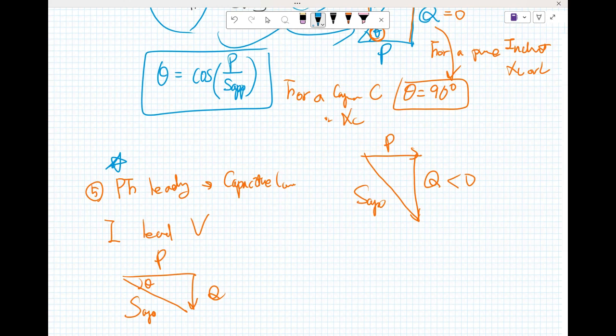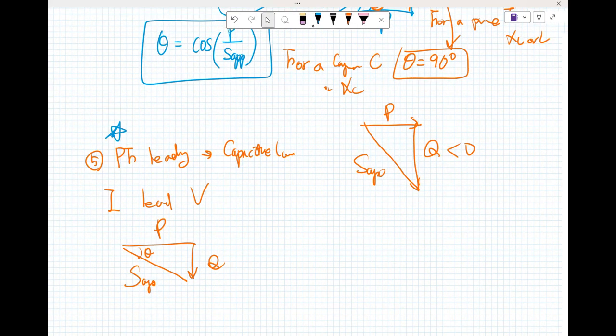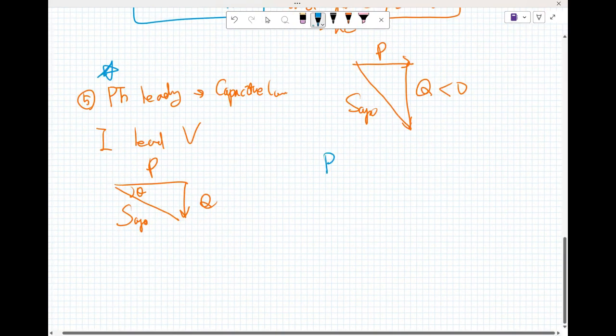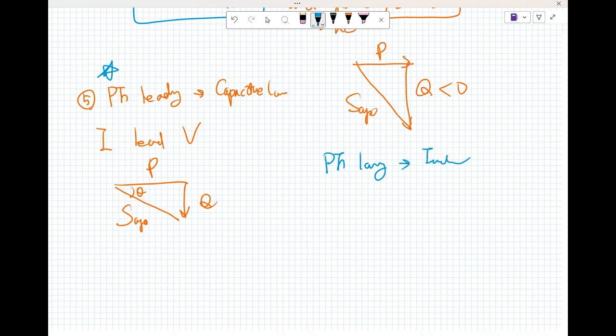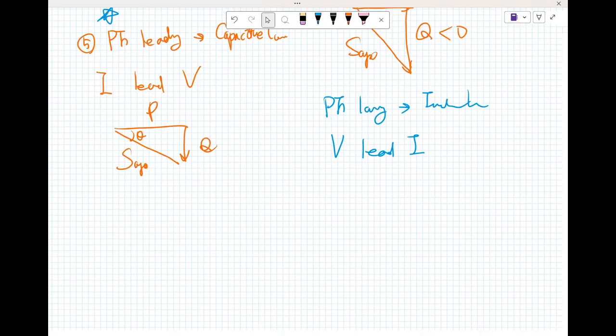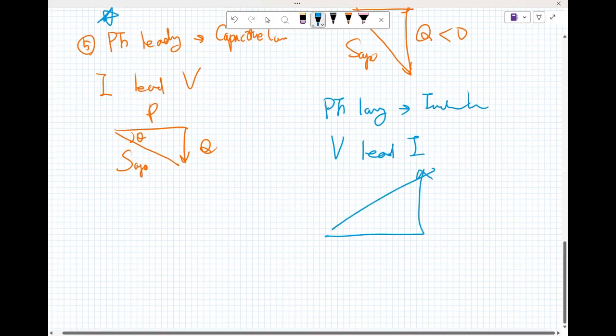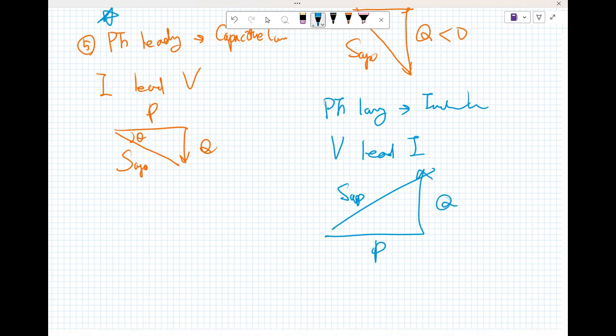Maybe in the review class, as I said before, very important. At least 90% of the time I can make a question like this. For any circuit you have to calculate Q, and it depends on Q. You have to recognize, oh, Q is minus 300 VAR, which means I leads V, the power factor is leading, and that is a capacitive load. But when the power factor is lagging, that is an inductive load, meaning V leads I, and Q is upward. This is S apparent, P, and Q.